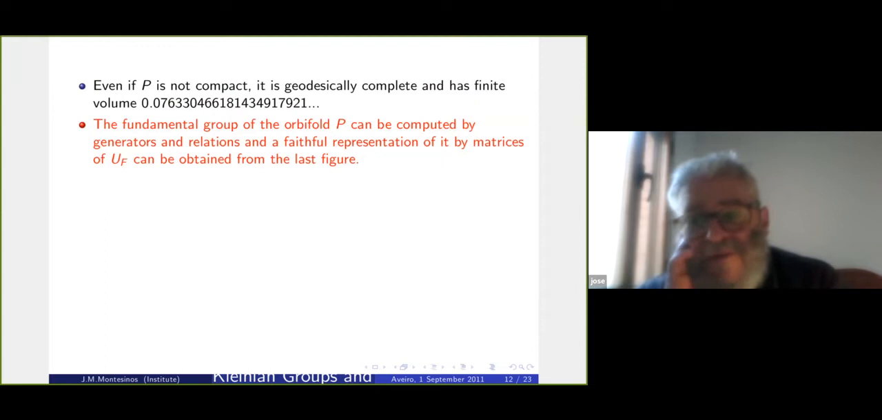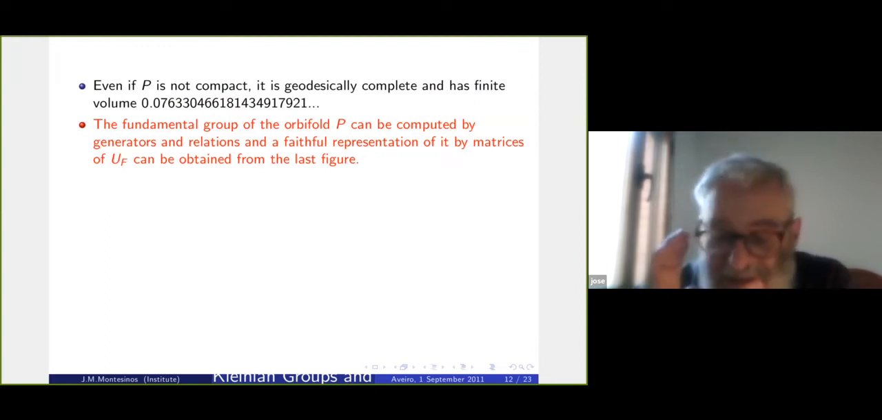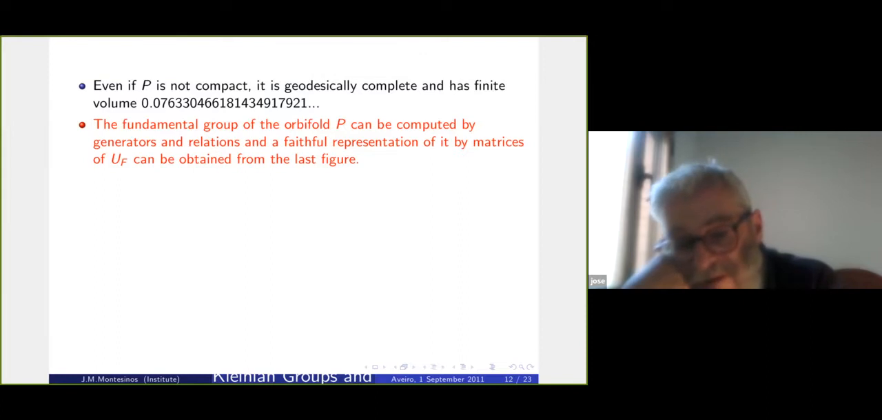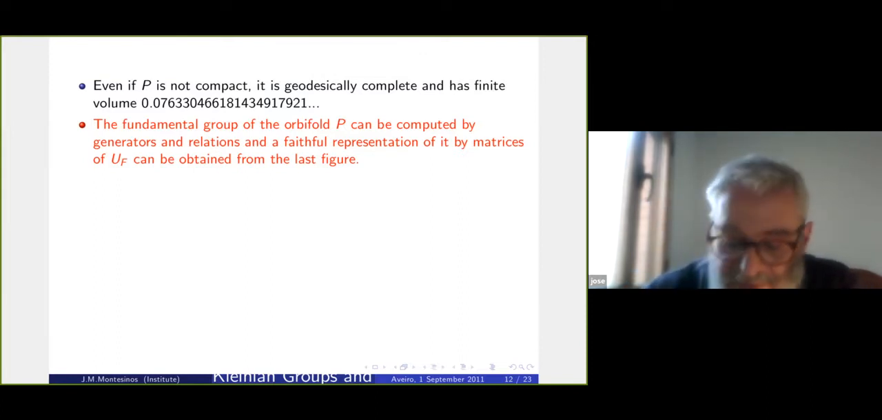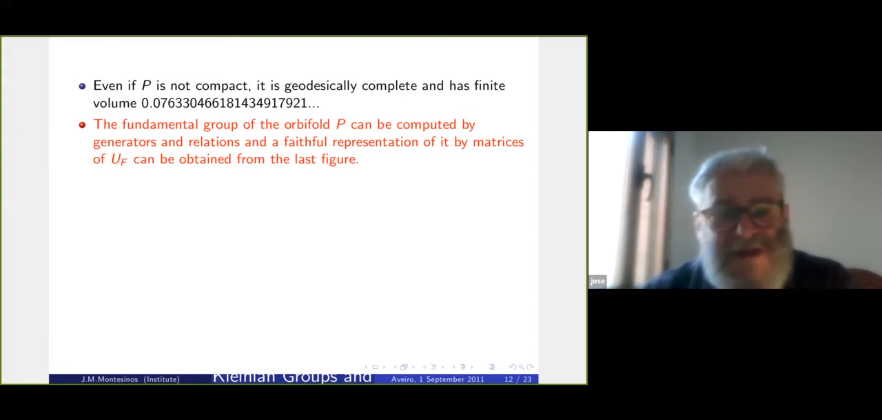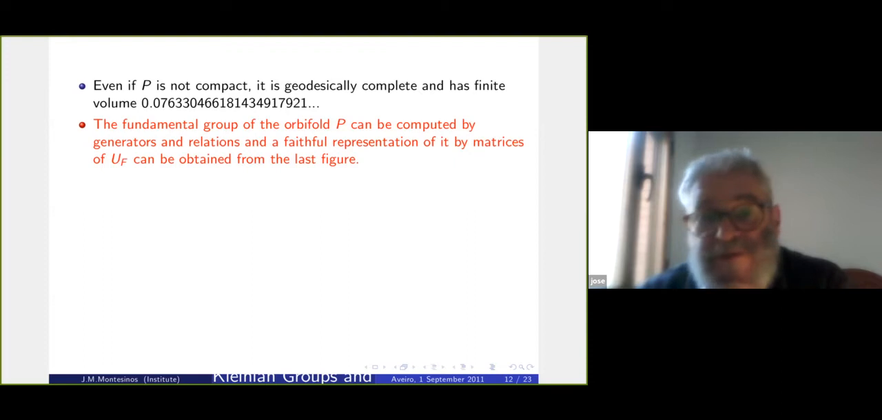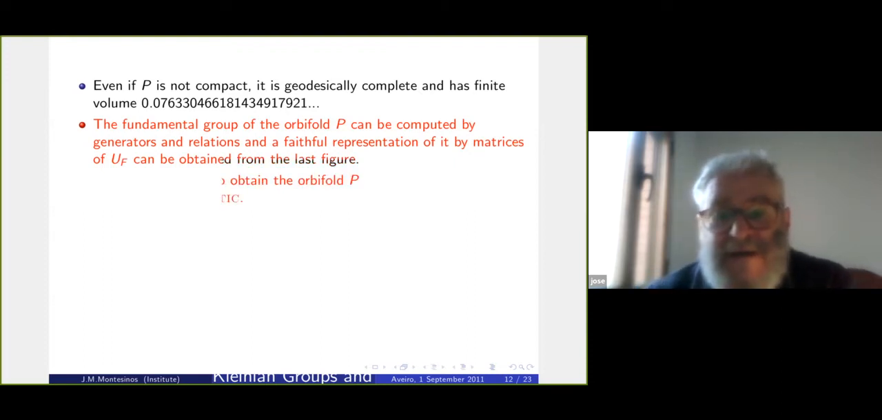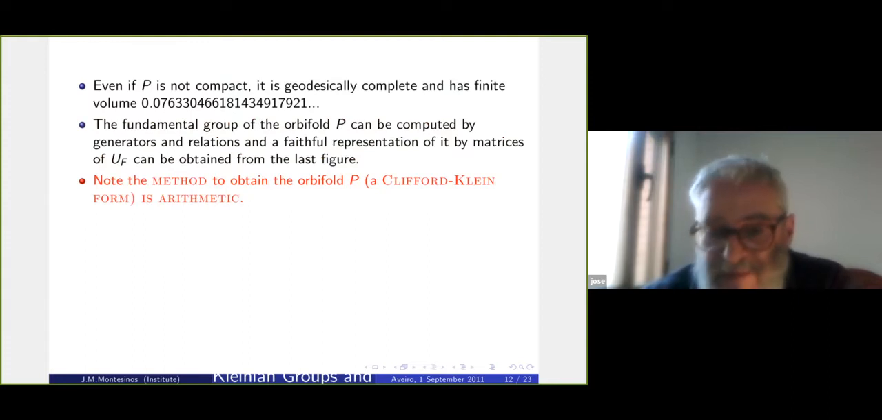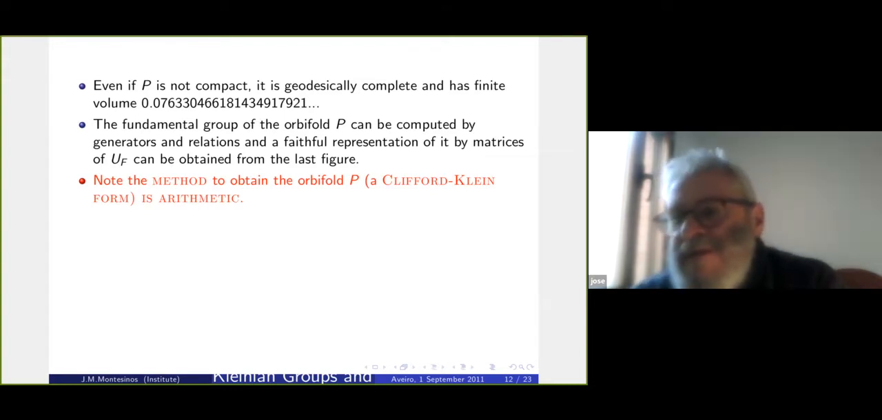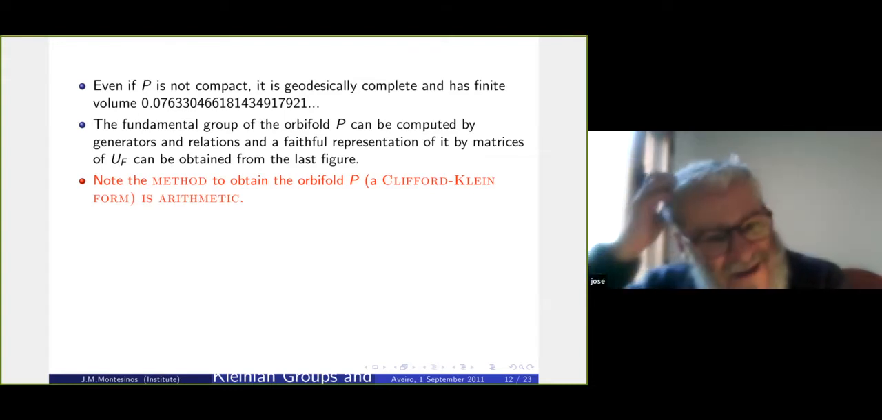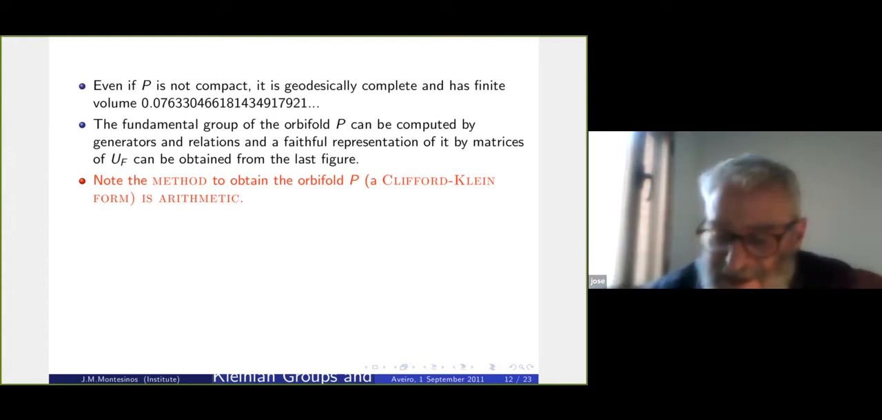The fundamental group of the orbifold can be computed by generators and relations, just exactly as you do with a manifold. In a manifold, you know the manifold, you can give a presentation. You have an orbifold, you can do the same. And then you can find a faithful representation of this group of the orbifold by matrices of the group, which are integral matrices. Now, the method to obtain this orbifold, this Clifford-Klein form, is an arithmetic method. It's taking matrices with integral entries. And this is the origin of arithmetic groups.